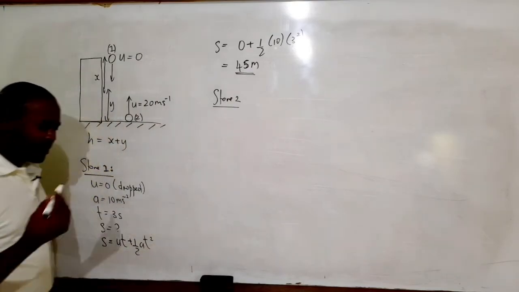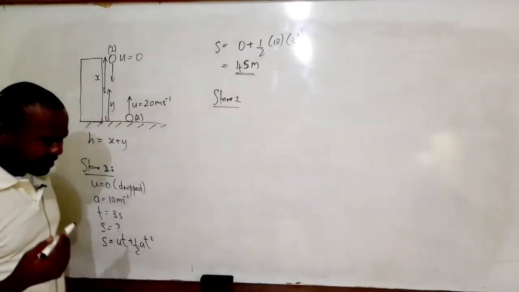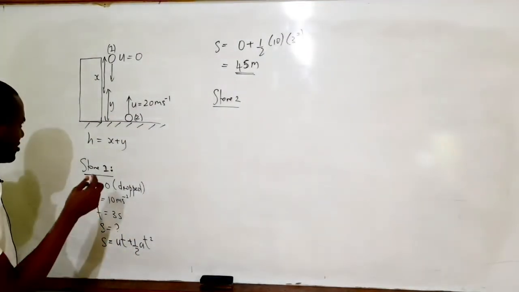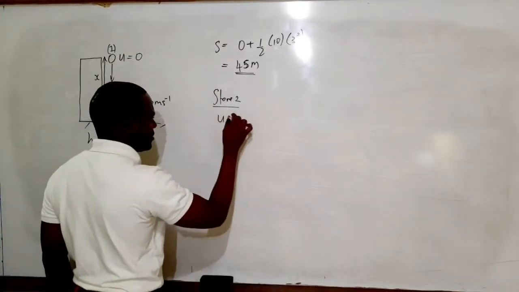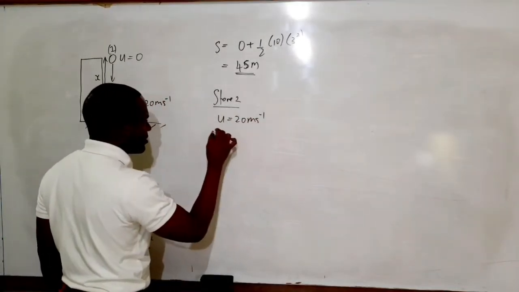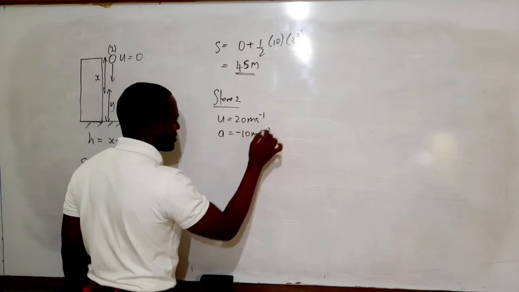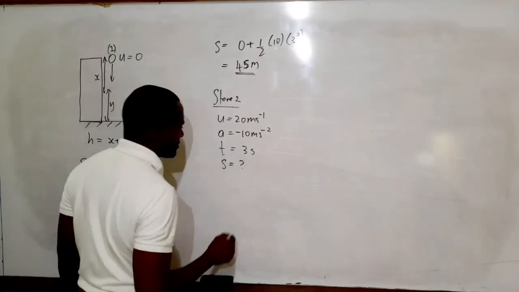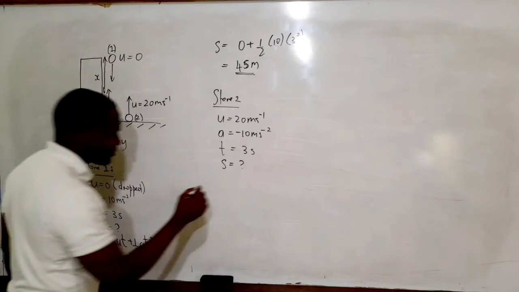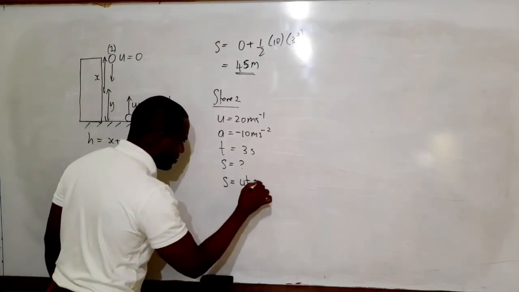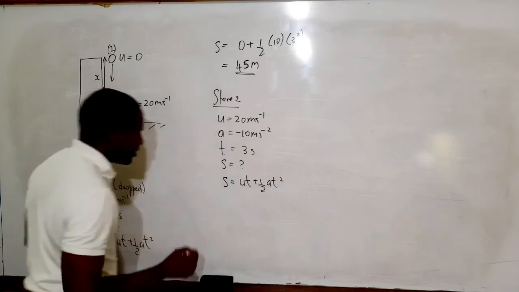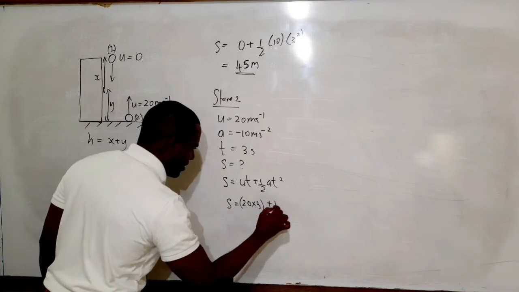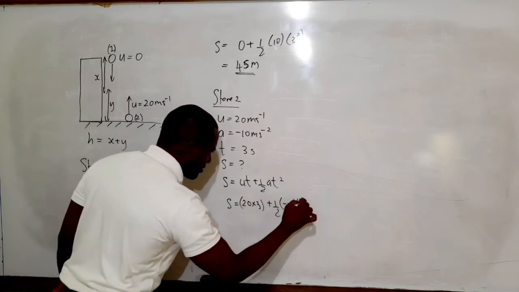Now stone 2 is projected vertically upwards, and usually, of course, when that is the case, we treat the upward direction as positive, and a would be equal to minus 10. Its initial velocity is 20, so u equals 20 meters per second. a is equal to minus 10 meters per second squared, and at the same time, 3 seconds. And the same equation applies. s equals ut plus a half at squared. So s is equal to 20 times 3 plus a half of minus 10 times 3 squared.